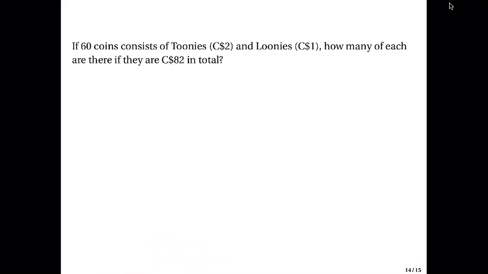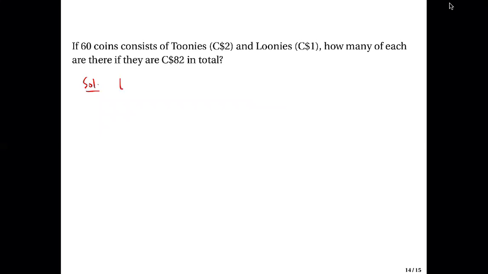If 60 coins consist of toonies, which are two Canadian dollars, and loonies, which are one Canadian dollar, how much of each are there if they are $82 in total? So if 60 coins consist of toonies and loonies, how many of each are there if they are $82 in total?